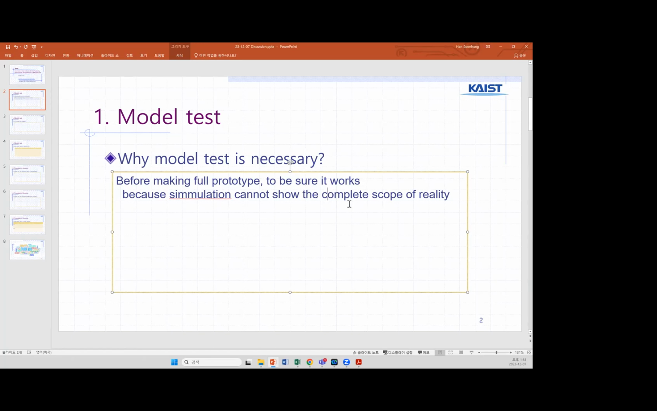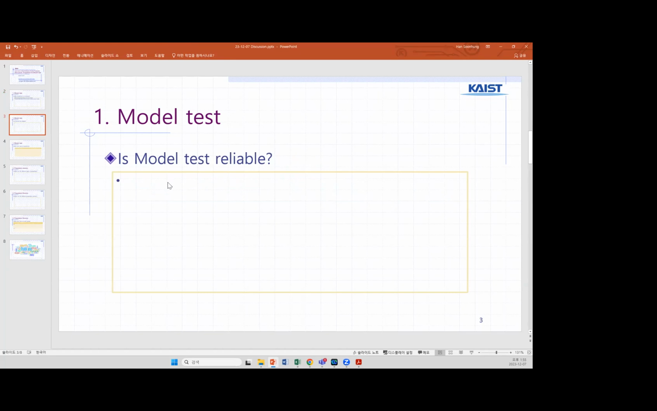I think the reason we are doing model tests is to be sure, before we spend a lot of money, that this is right and this is safe and this will not fail. So I think model testing is important. And the next question is, is model testing reliable? We can scale it to the model, and we are not sure about this effect.